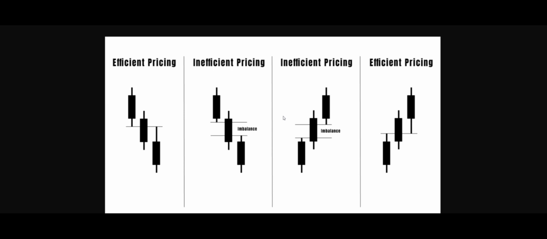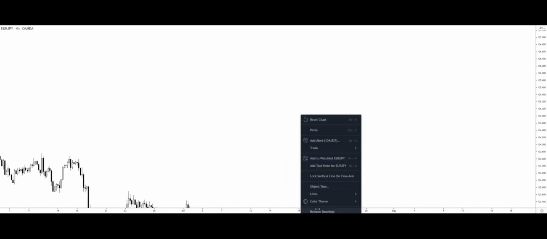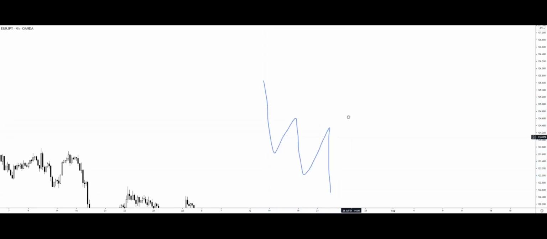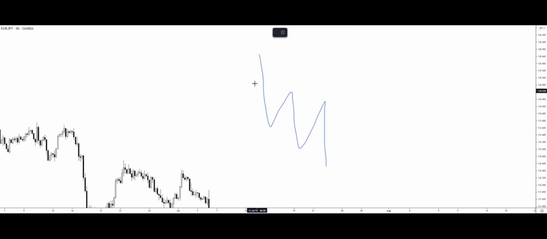So yeah, that's pretty much imbalances, and just focus on the 3 candles, because that's what makes an imbalance or efficient pricing. You usually see this within trending markets. Pretty much it's when price creates imbalances, like we've spoken about, right? Price is moving up, down, up, down. The reason why it's moving up, down, up, down is because there's imbalances.